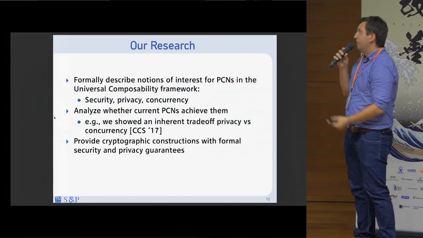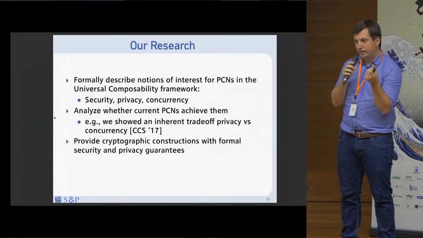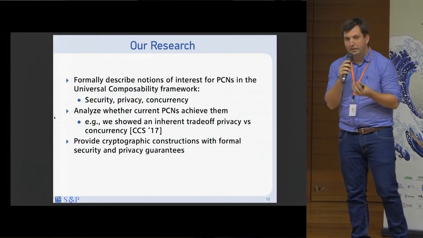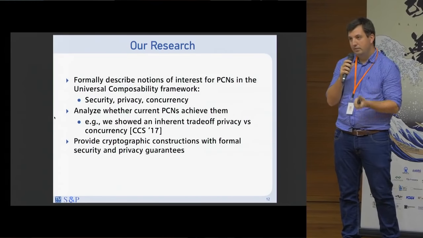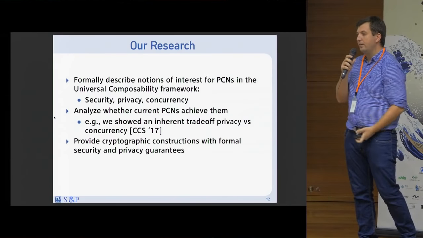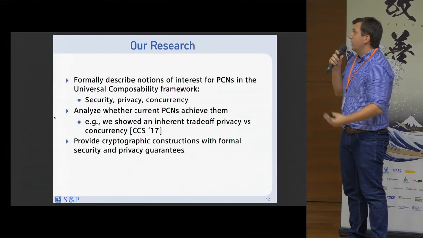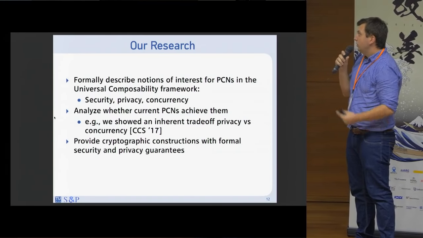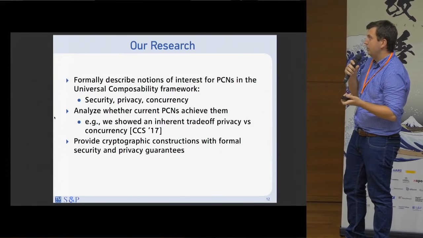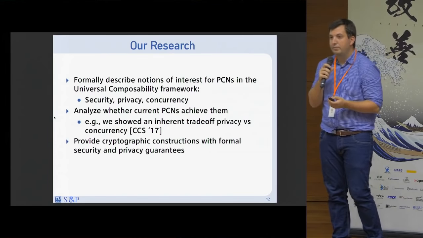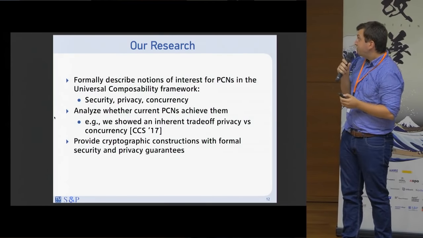Actually, in recent work, we have shown that there is an inherent trade-off between privacy and concurrency, which in practice means that a payment channel network cannot achieve strong privacy guarantees and strong concurrency guarantees at the same time. And again, once we have studied the current network, we would like to provide cryptographic constructions that work in practice, and we also show that they have formal security and privacy guarantees. And in a moment, in the rest of the talk, you will see what I mean by that.